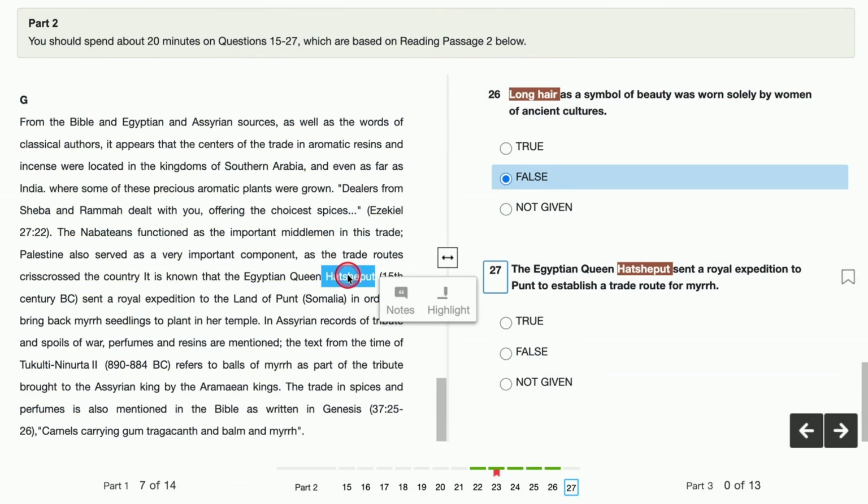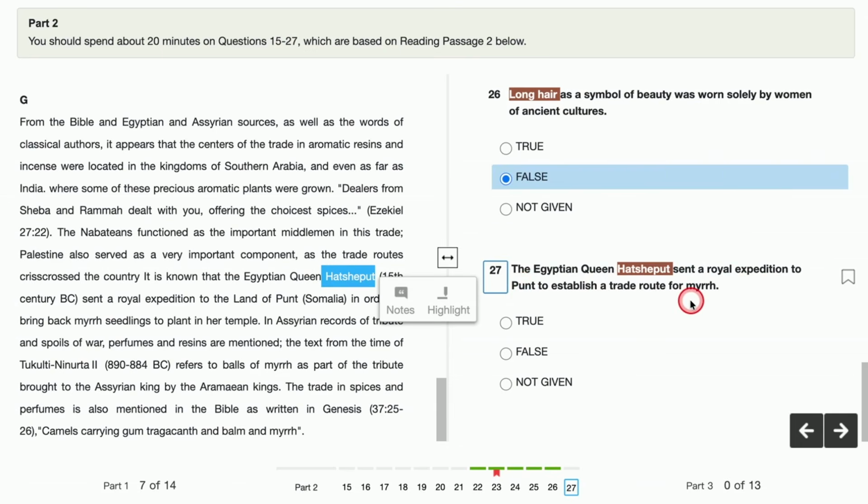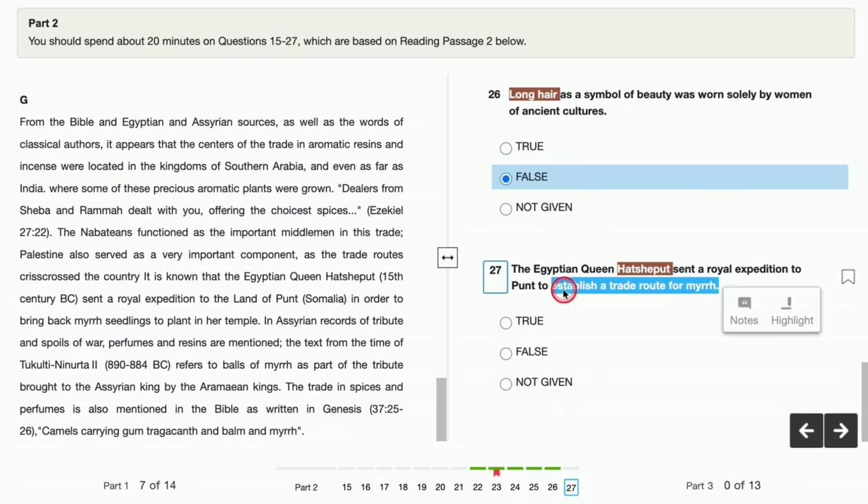Alright, here it mentions the queen's name, so now we need to read the question carefully. The queen sent a royal word to what? To establish a trade route for what? There are some words I don't know, but it doesn't matter, because I think the key information is this: establish a trade route for this. We need to find out if the queen established the trade route or not.